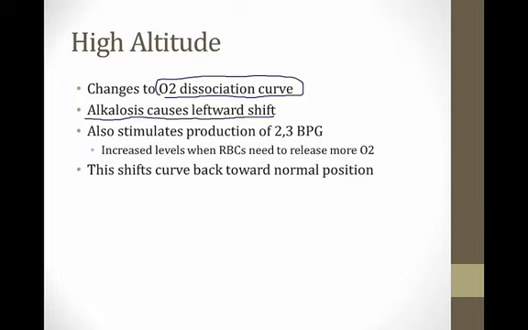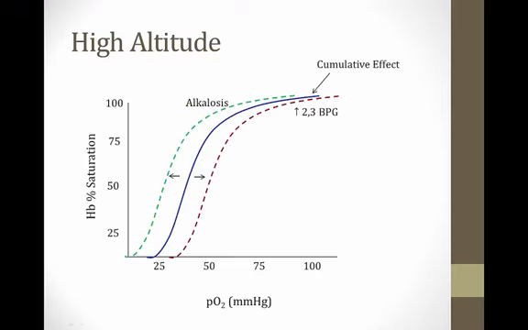But there's a second important effect, and that's that the hypoxemia stimulates the red blood cells to produce 2,3-BPG. BPG is bisphosphoglyceric acid, and it's normally present in red blood cells, and it promotes the release of oxygen. And in the setting of high altitude, more 2,3-BPG gets produced, and this is going to shift the curve to the right, which means it will move back towards normal compared to the effect of alkalosis. So let's take a look at a picture here.